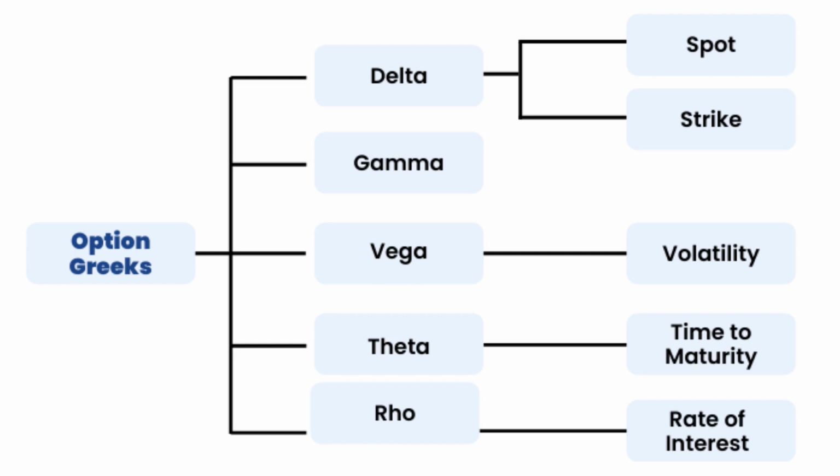Greeks in option trading refer to a variety of risk measures used to quantify the amount of risk associated with the price of an option. The most common Greeks include delta, gamma, theta, vega and rho.